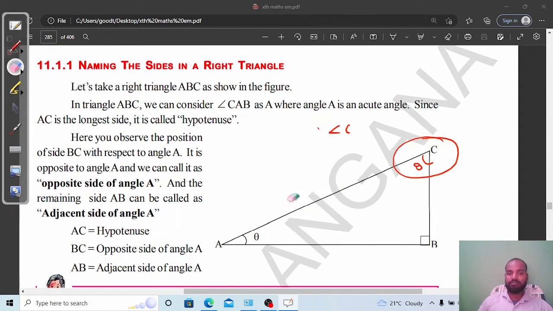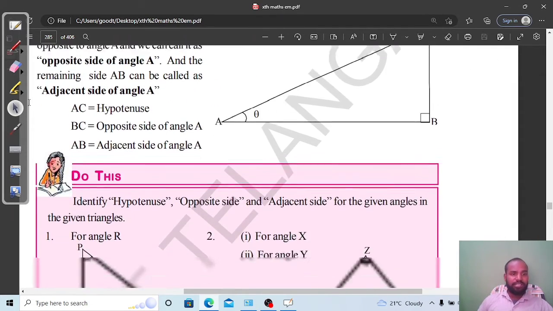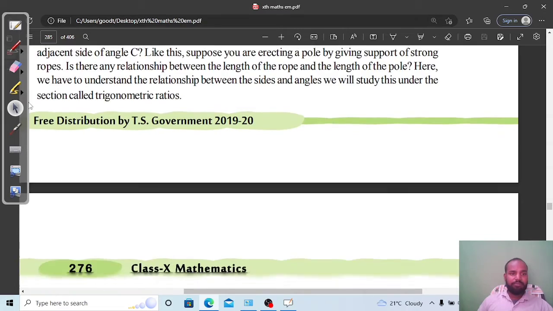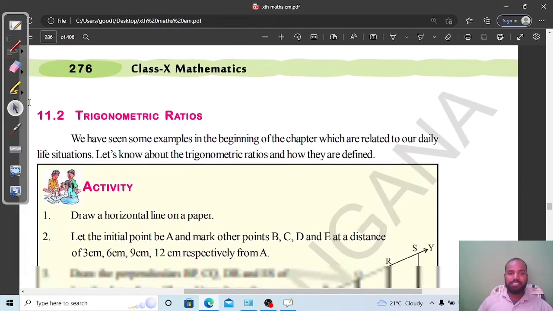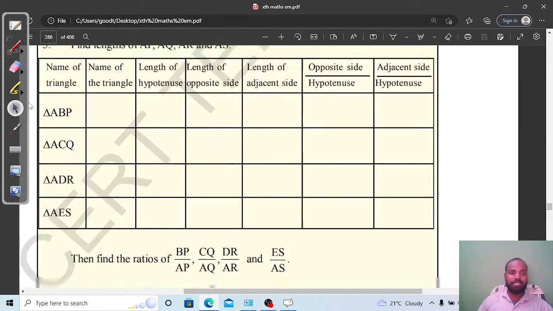Just for your clarity, I am explaining this. With respect to angle A, what is the hypotenuse? AC is the hypotenuse. With respect to angle A, what is adjacent? AB is the adjacent. What is the opposite? BC is the opposite. Okay, right? This is a basic introduction class, so that's the reason I am explaining everything in a clear manner.